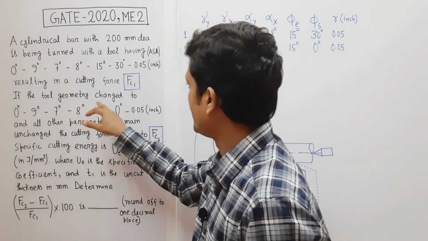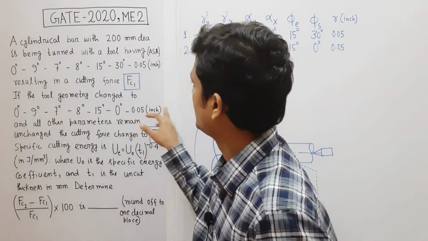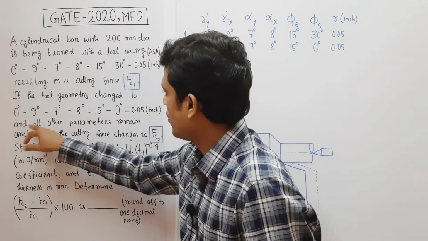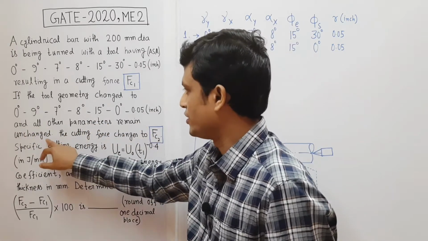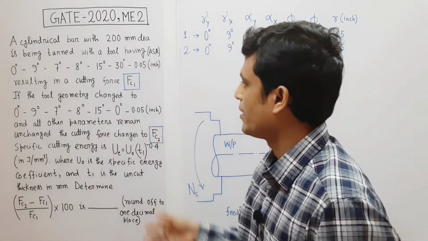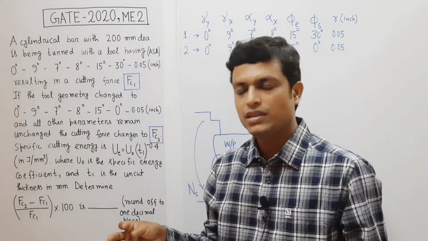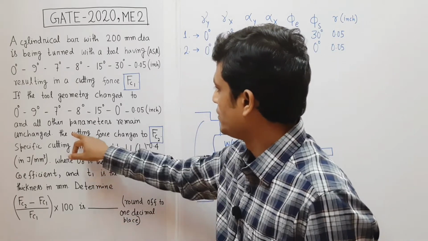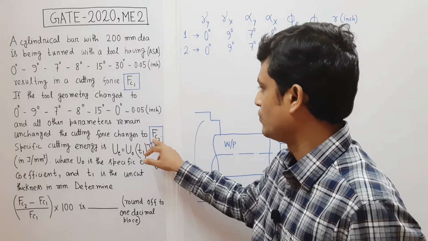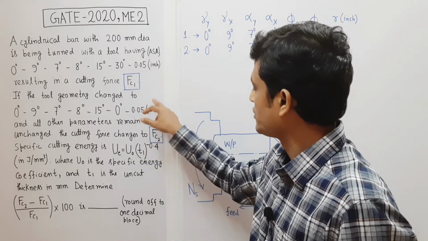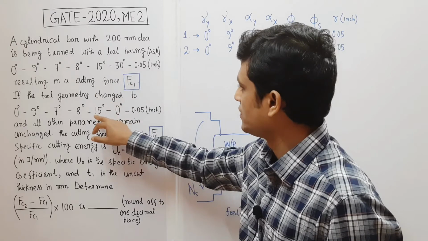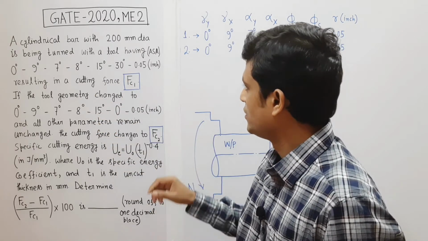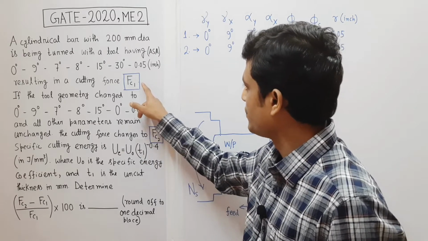If the tool geometry is changed to another tool geometry, and all other parameters remain unchanged, so all other parameters like cutting velocity, feed, depth of cut are unchanged, the cutting force changes to FC2. So two tools have been used. This is the first one, this is the second one, and all cutting parameters remain unchanged. The only change is the cutting force from FC1 to FC2.